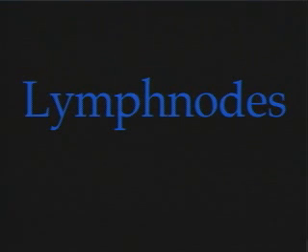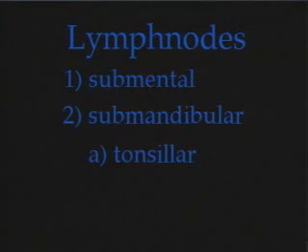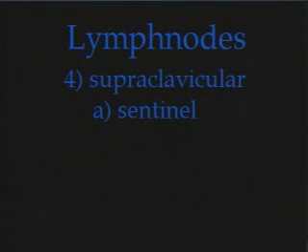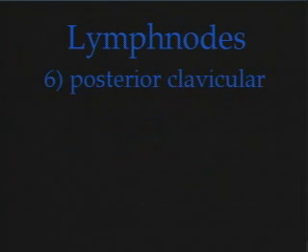Next is an examination of the lymph nodes. Examination of the lymph nodes naturally follows the thyroid examination. We routinely examine the following group of nodes in the head and neck: the submental nodes, the submandibular nodes, of which the tonsillar node is one particular one, the anterior cervical nodes, the supraclavicular ones, here remember the sentinel node, the posterior cervical node, the posterior clavicular node, the occipital nodes are the main ones.